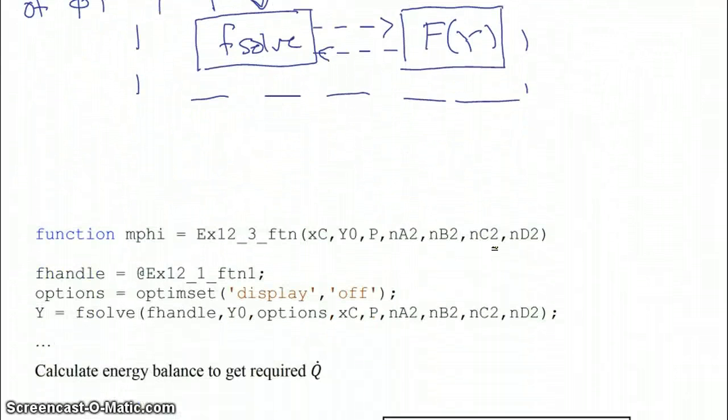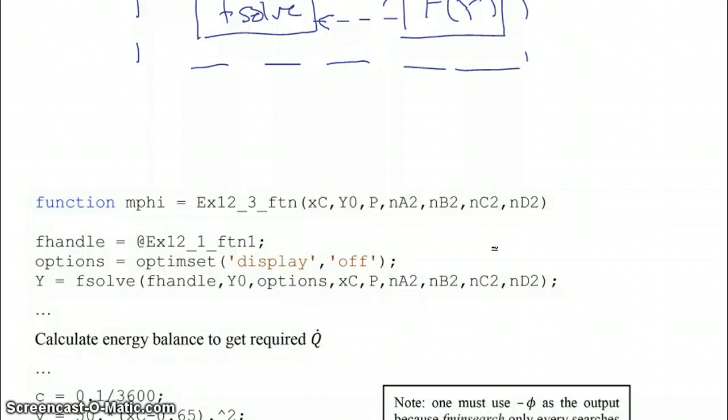Okay, so the function that fminsearch is going to call looks like this. It's spitting out minus phi, or m phi as I've called it here, and it's taking in xc, which is the main thing that it's going to vary in order to minimize the minus of phi. It also has these extra parameters that you're passing to it. This is the initial guess for fsolve, and then the other physical constraints on the system like pressure and molar flow rates.